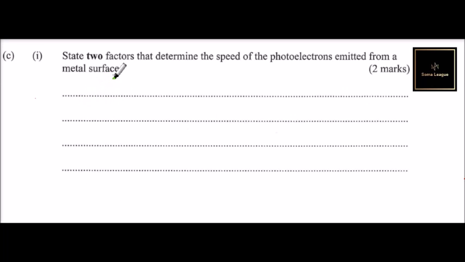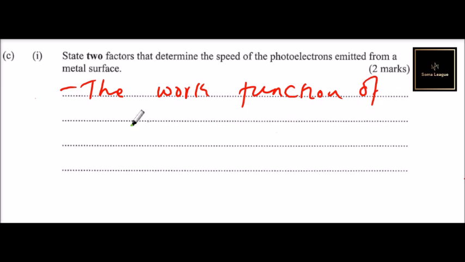Part C, Roman number 1. State two factors that determine the speed of the photoelectrons emitted from the metal surface. So the two factors, we start with the first one, the work function of the metal. So that is one of the factors.